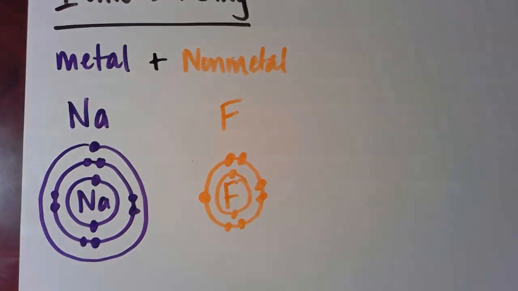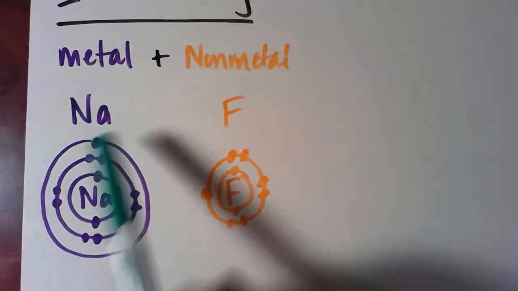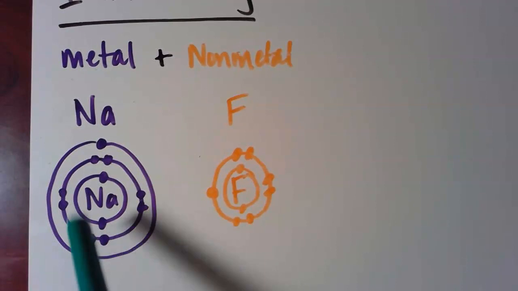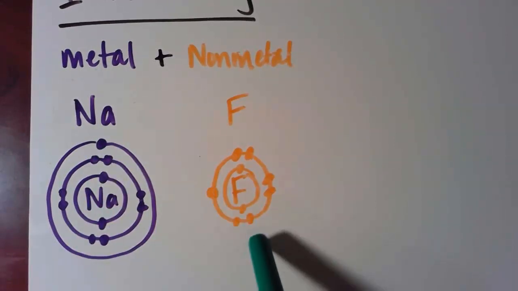So what happens is sodium is extremely happy to get rid of this electron. Okay, it has a really low electronegativity and ionization energy. Remember, all it wants to do is lose an electron. Fluorine has a high electronegativity and ionization energy. It wants to gain an electron and not lose any.